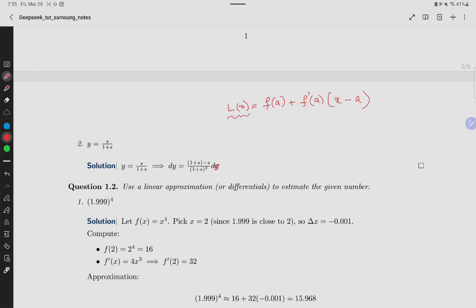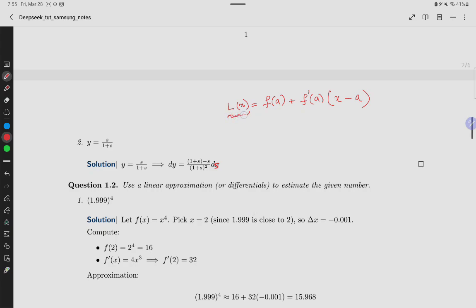So we want to linearly approximate this thing, such that L of x should be equal to 1.9999 raised to the power 4. So what we do, we take f of x to be x to the power 4.